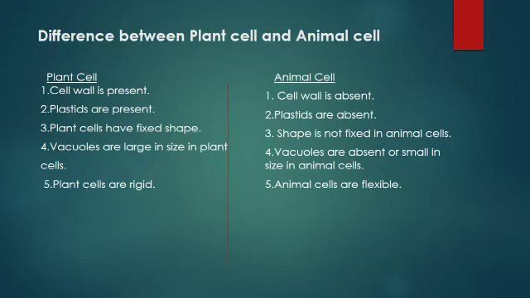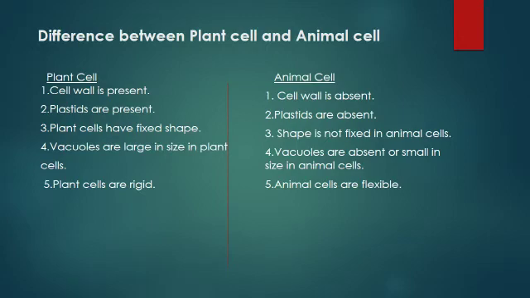Plastids are present in plant cell, whereas plastids, they are absent in animal cell. Plant cells have fixed shape, and animal cells, they do not have fixed shape. Vacuoles are large in size in plant cell, whereas vacuoles are absent in animal cells, or if they are present, they are very small in size. Plant cells are rigid and animal cells are flexible.